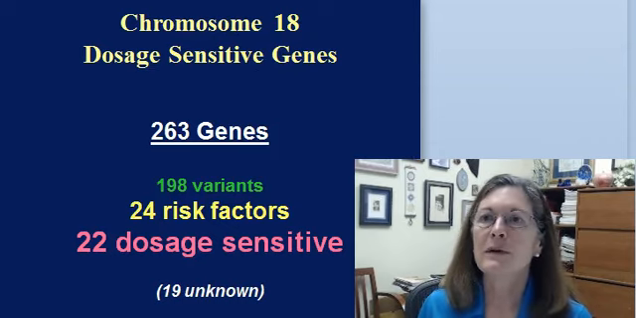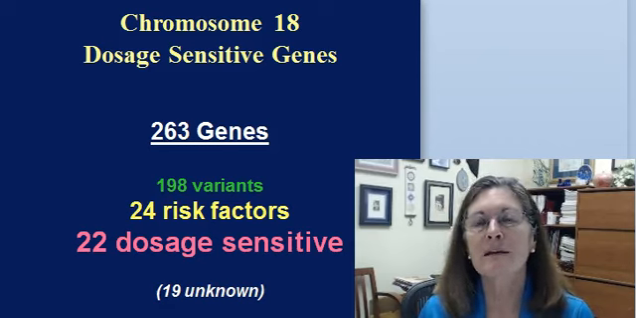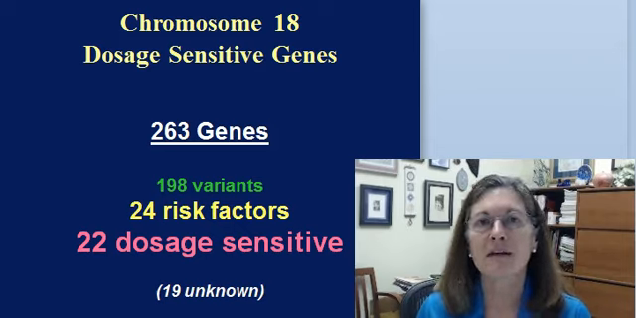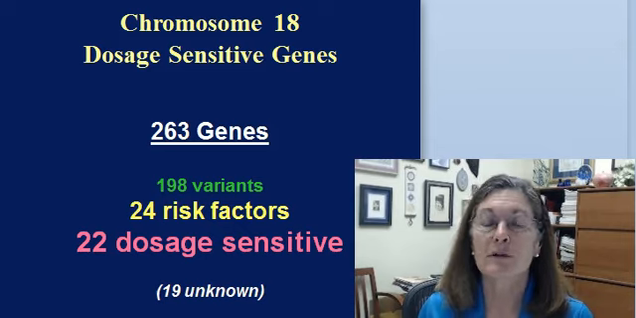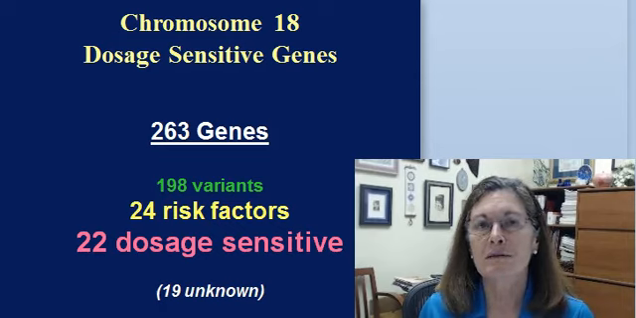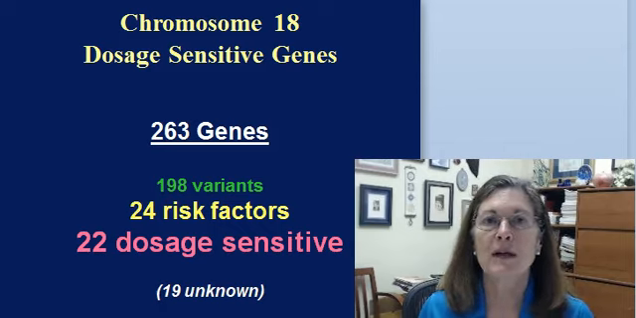In total, there are 263 genes on chromosome 18, and 198 of them we think are variants with regard to gene dosage. So if you have a deletion or duplication of one of those genes, it probably really doesn't have any clinical significance. And that's the vast majority of genes. Those associated with a risk factor are color-coded yellow in the gene dosage map, and there's 24 of those, so we'll be watching those to try to understand what their role, if any, in causing a phenotype is. But 22 are the ones that we're focused on that we think are gene dosage sensitive, that cause a problem when you have a deletion or duplication of those genes. And then, of course, there's 19, which we have no idea what they do. Those 19 that are in phenotype regions are of particular interest to us at this time.